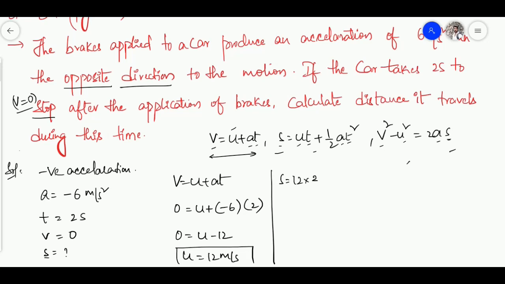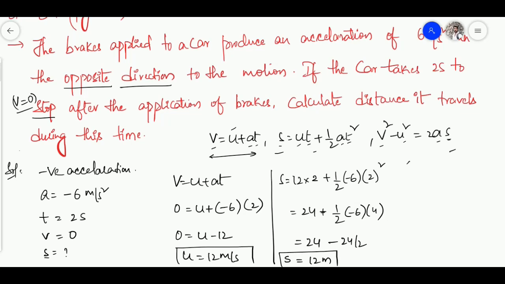12 into time is 2 plus half into minus 6 and the time is 2 square. 24 minus 24 by 2. Let me solve completely. 24 minus 24 by 2. That gives you s equal to 12 meters. 24 minus 12. This is 12.